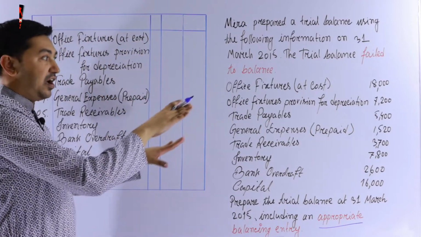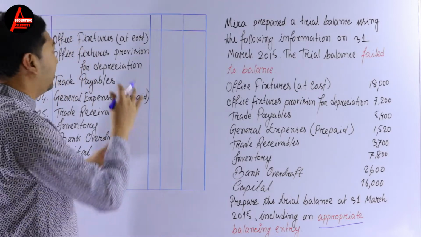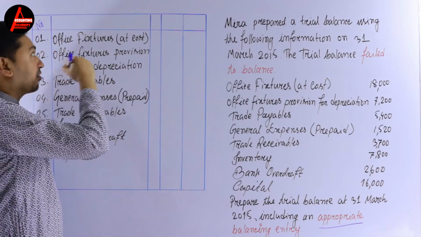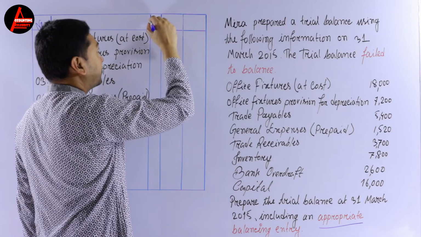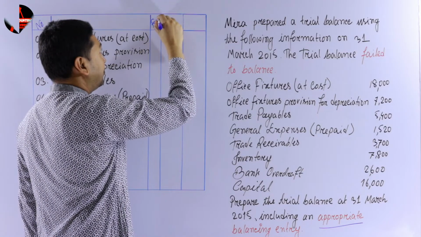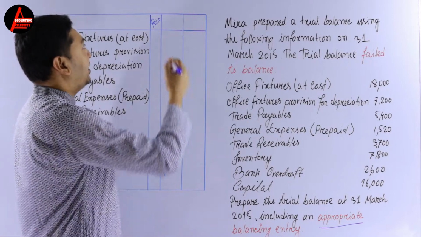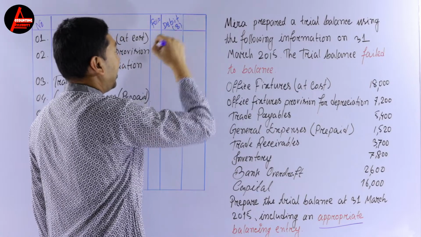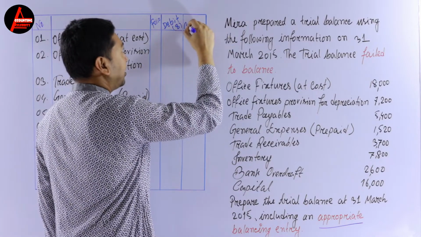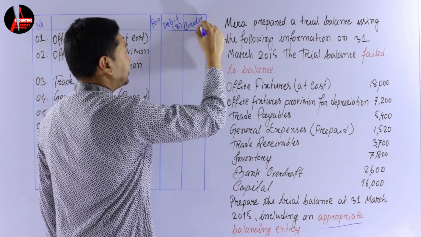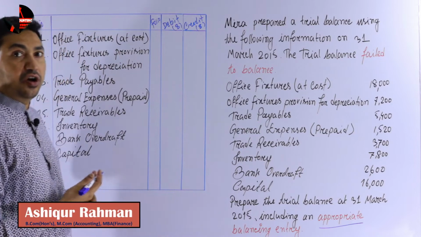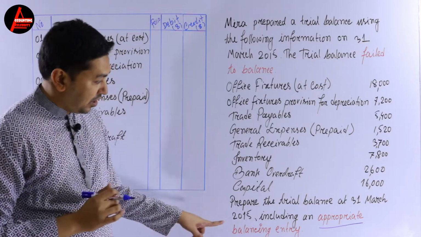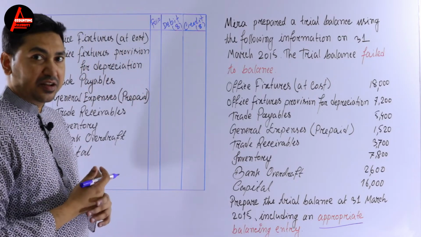I already listed these items here in the trial balance, and you know this is the trial balance format. It has 5 columns. First one is for number. Here you have to insert folio. You know folio means the reference number. Then you need to write here debit amount, so write here debit and $ sign. Here also credit amount and insert the $ sign. So we will now prepare this trial balance by including an appropriate balancing figure.